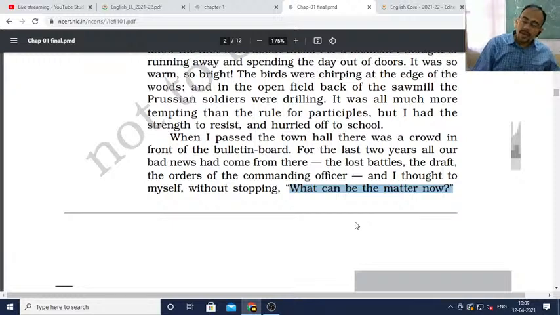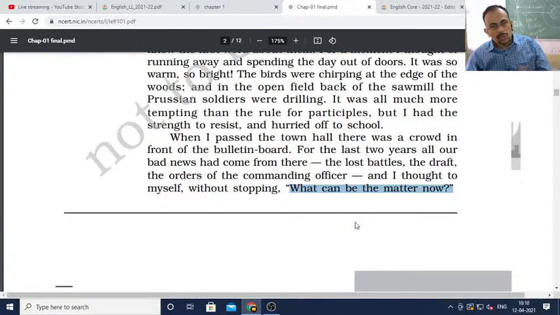So when the narrator, the teenage boy Franz, was passing through the town hall, there was a huge crowd actually, in front of the bulletin board. Dear students, if you don't know, bulletin board is something like a notice board. The villagers used to see it for any kind of new information, because at that time there was no circulation of newspapers and all that. So people used to assemble near the town hall, and they used to see the latest news, latest information about the country or about their locality on the bulletin board.